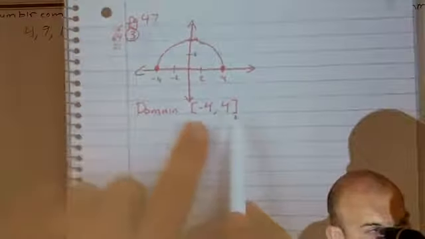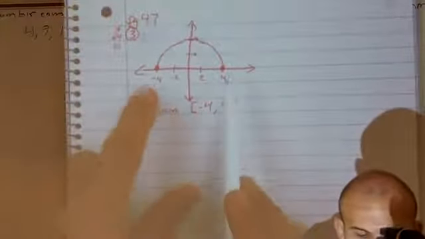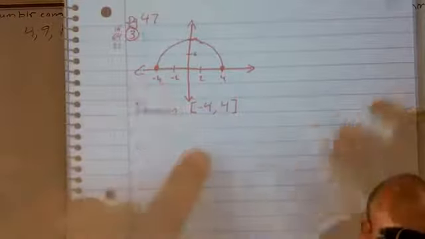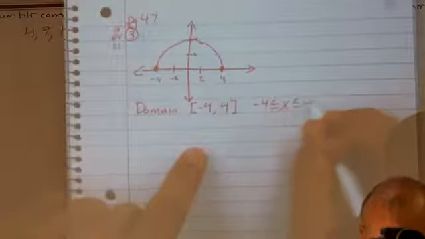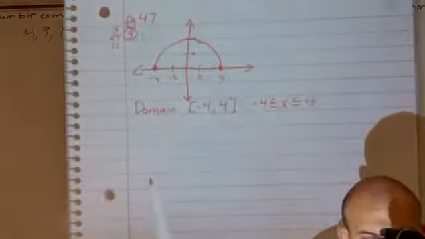Now I use these closed brackets because at -4 and 4, those are included inside your domain. You also could write -4 is less than or equal to x, which is less than or equal to 4. That's another way you guys could write your domain.